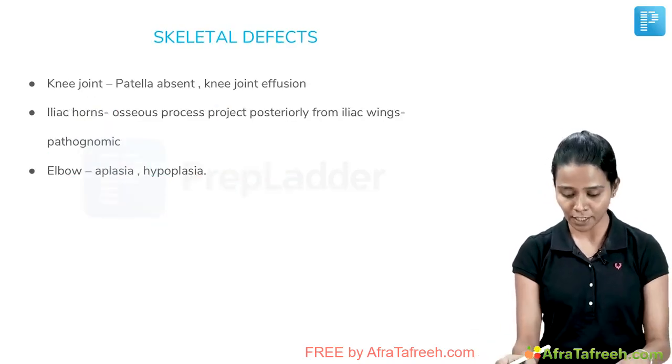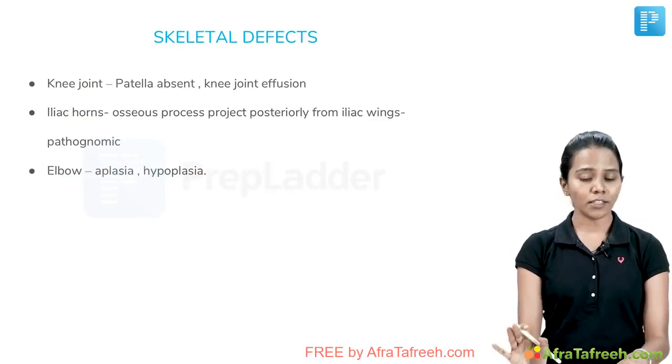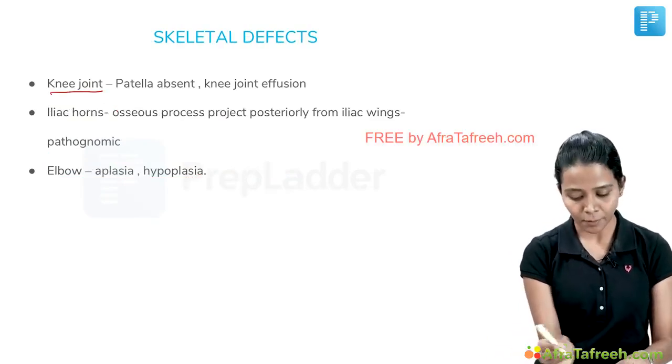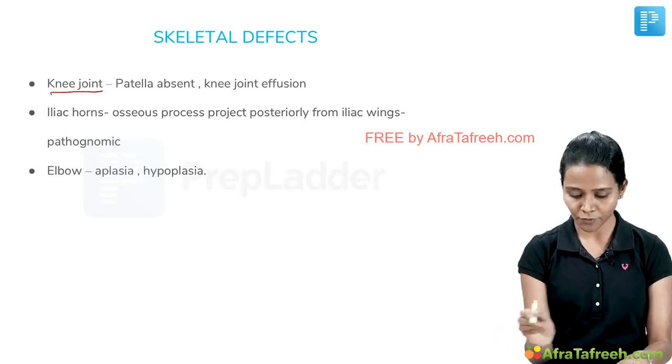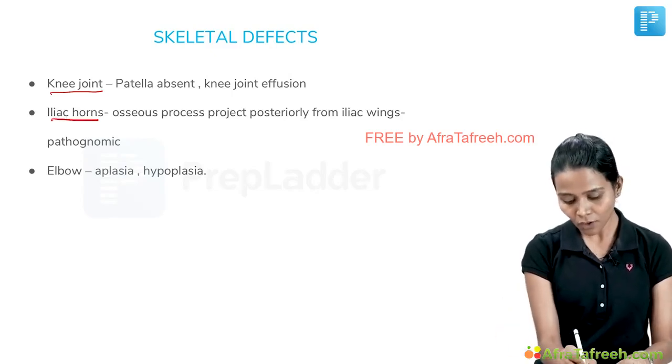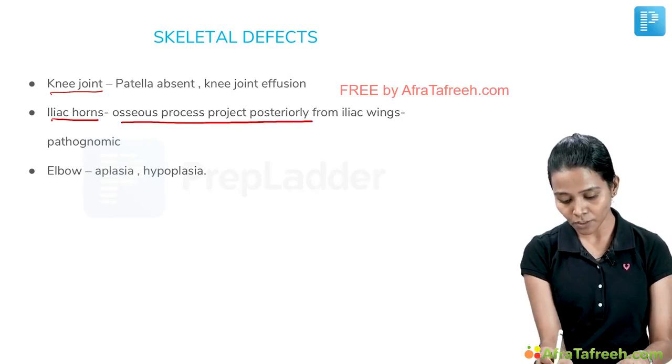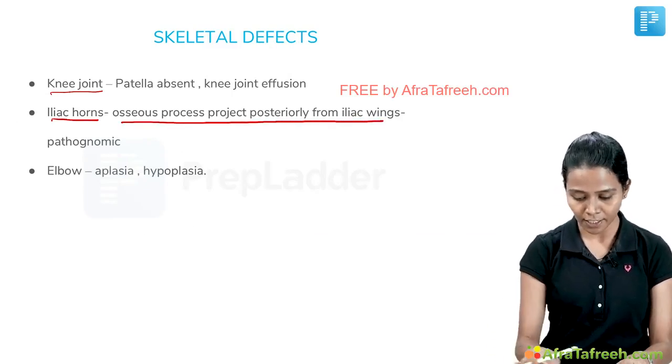It is nail patella syndrome. Okay. Now, what are the skeletal defects? In the knee joint, patella will be absent and knee joint effusion will be seen. In the iliac horns, the osseous process project posteriorly from the iliac wings.